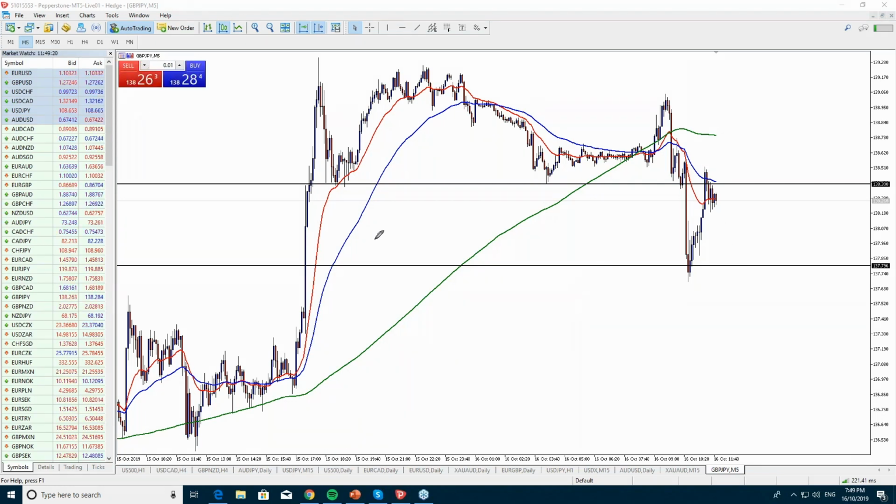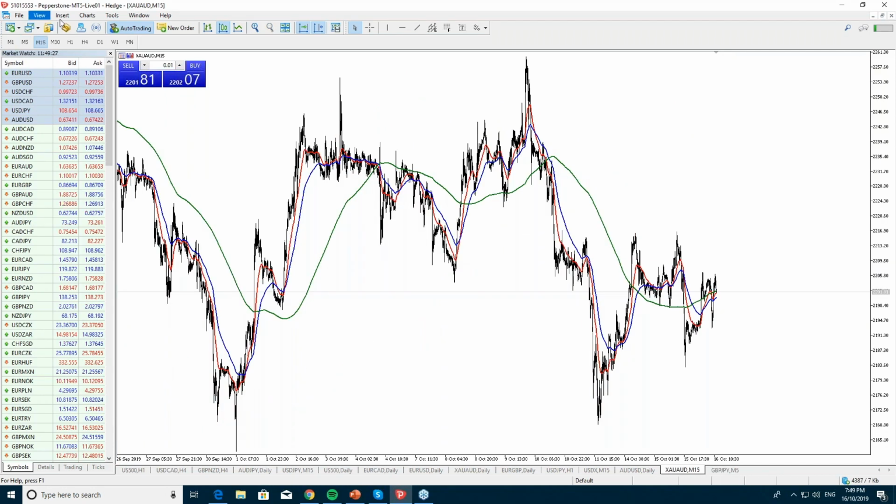So there's the pound yen there, Ty, and it's called the beast for a reason. It moves quickly and fast, but hopefully that does make some sense to everybody.